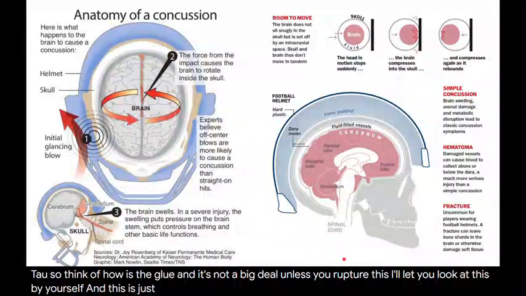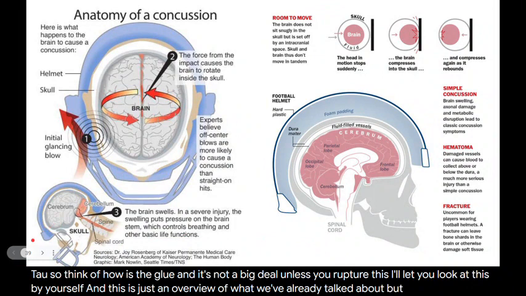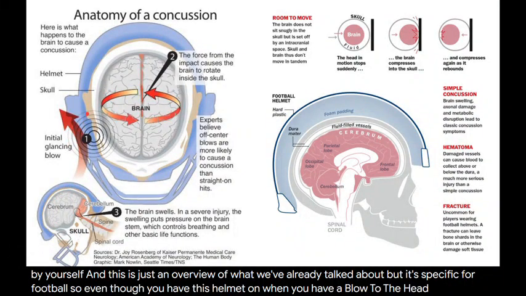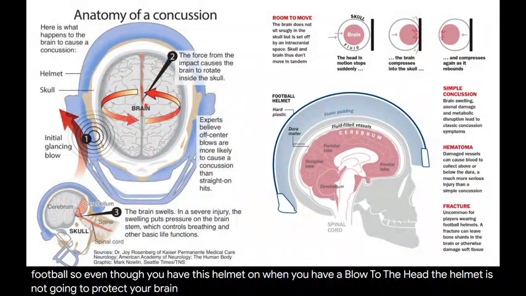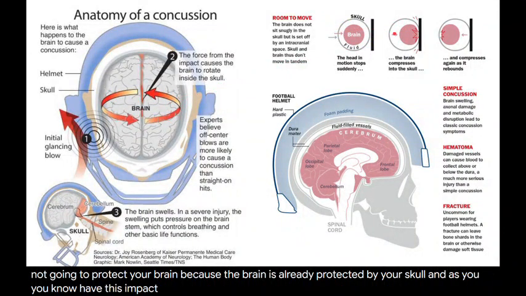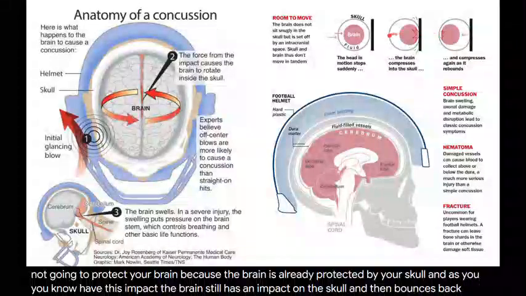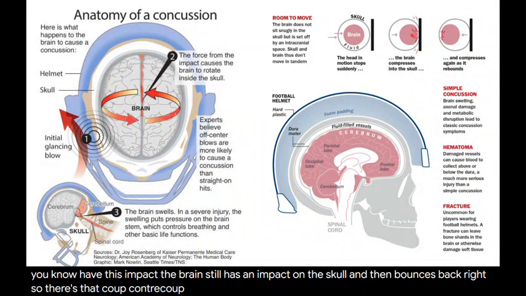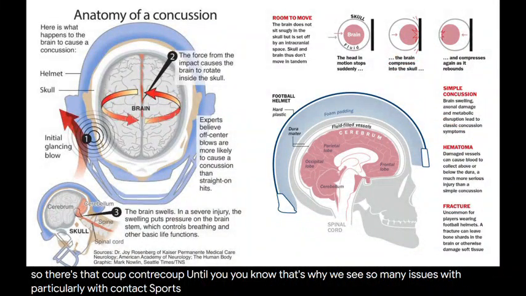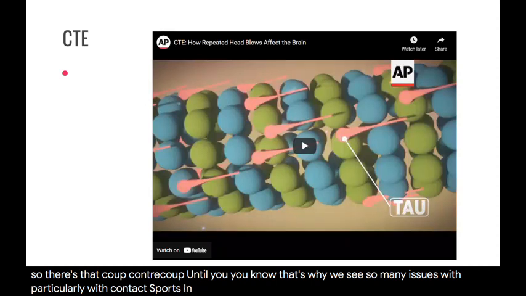And this is just an overview of what we've already talked about, but it's specific for football. So even though you have this helmet on, when you have a blow to the head, the helmet is not going to protect your brain because the brain is already protected by your skull. And as you have this impact, the brain still has an impact on the skull and then bounces back, right? So there's that coup contrecoup. And so that's why we see so many issues, particularly with contact sports. And then to finish off, I will let you watch that.